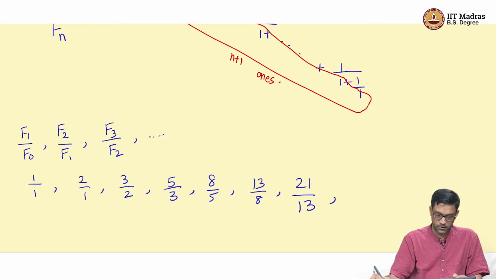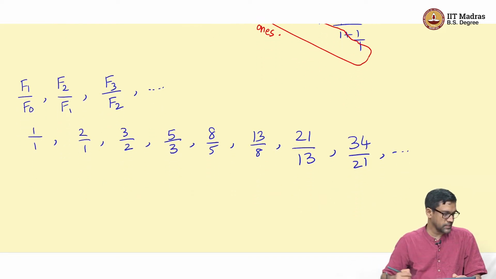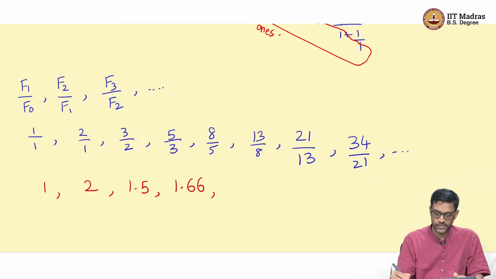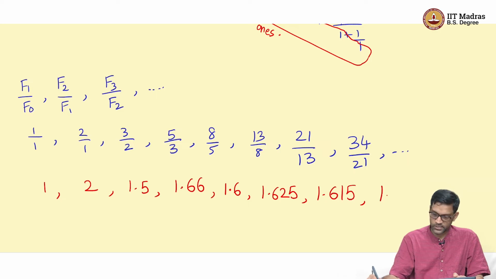If you actually computed these values, let us say you put them into a calculator and see what sorts of numbers these are, we notice the following. This one is a 1, this is a 2, this is 1.5. I will approximate the others. So this is say 1.66, 8 by 5 is 1.6, 13 by 8 turns out to be 1.625, 21 by 13 is 1.615, the last term that I wrote out here is 1.619 and so on.